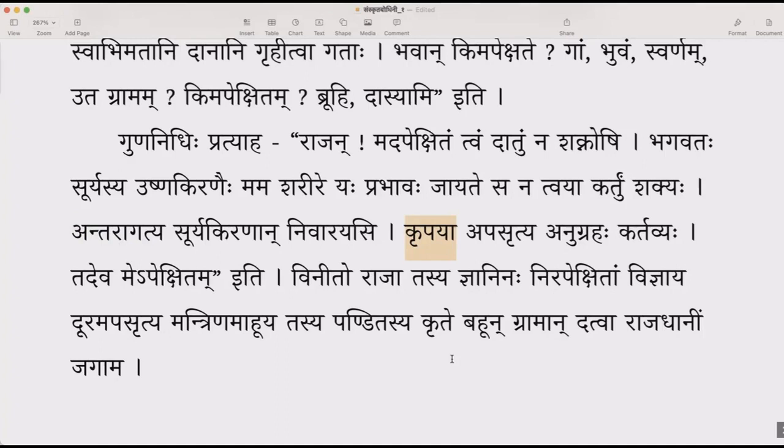Kripaya apasritya anugraha kartavya. Please move. Apasritya, move away. Anugraha is grant, grace. Kripaya, gracefully move away. Do me a favor, move away and grant me grace.